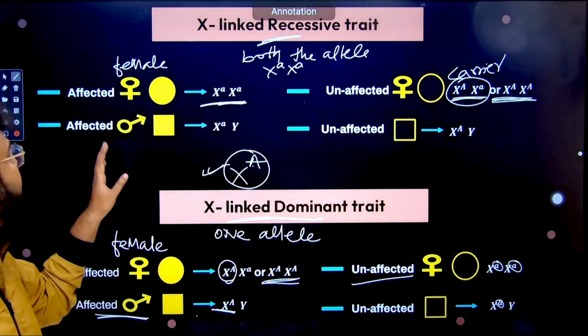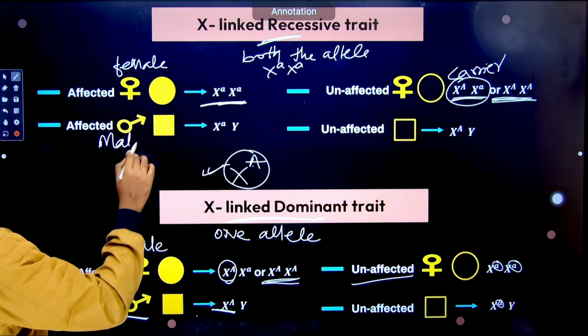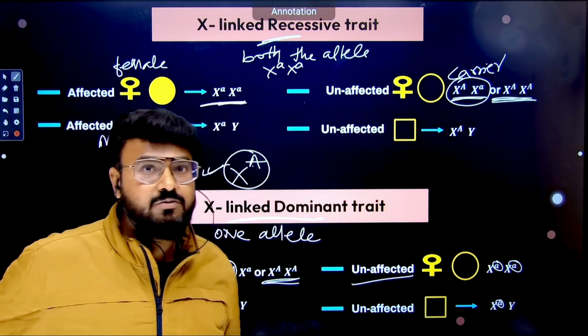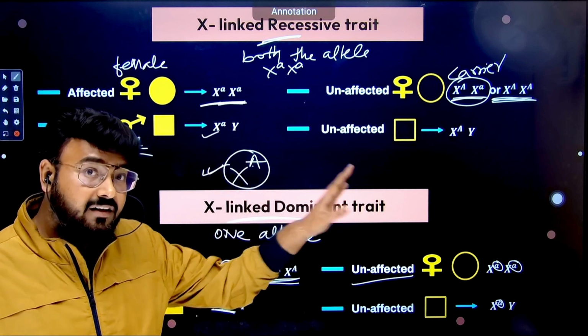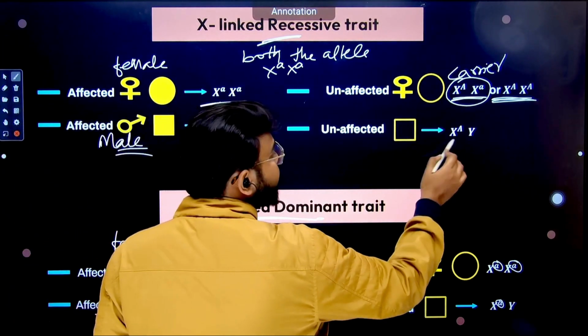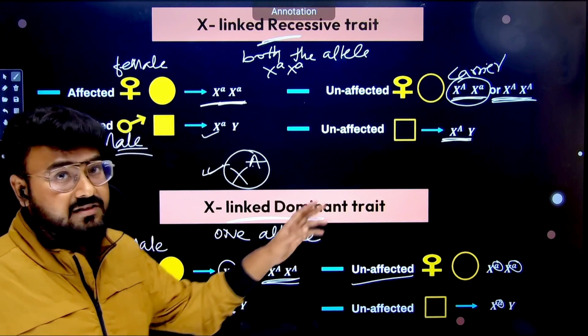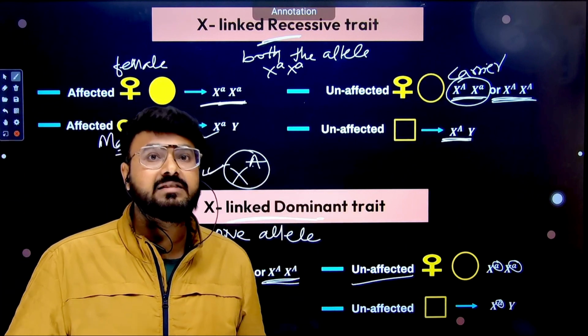Let's talk about the males. An affected male may have only one X chromosome, and if it has the recessive one, that is enough to cause the disease. But how are males normal? Males can be normal if they have the dominant one, not the recessive. Then they will not have this disease.